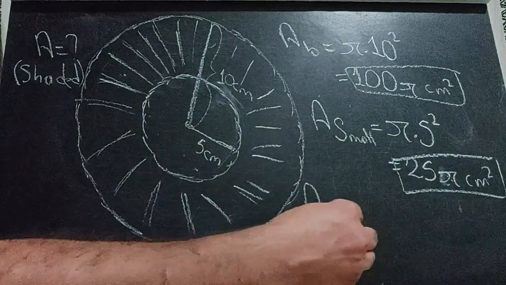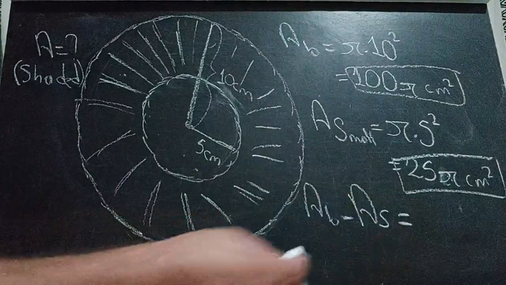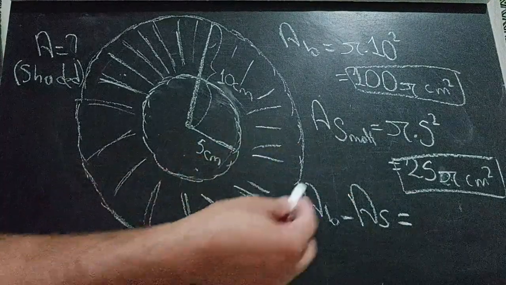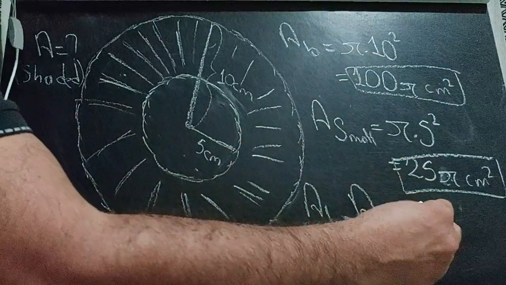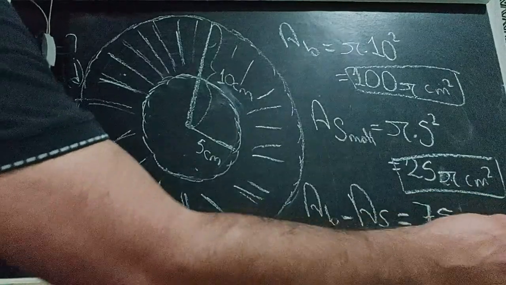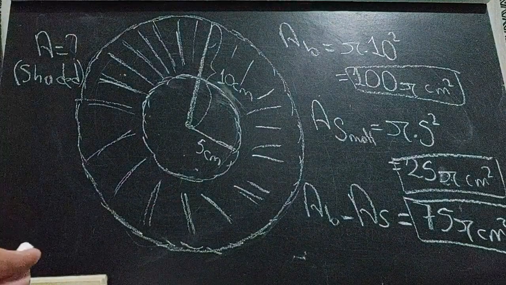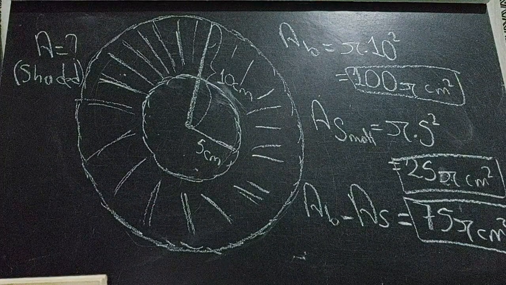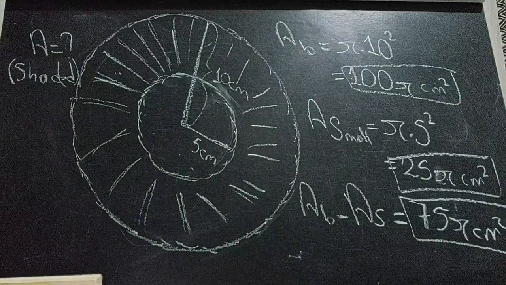All right, now for the shaded area, bigger circle minus area of small one. That will give me 100 minus 25, which is going to be 75 pi centimeters square. All right, the final answer is 75 pi centimeter square. That's going to be your final answer.